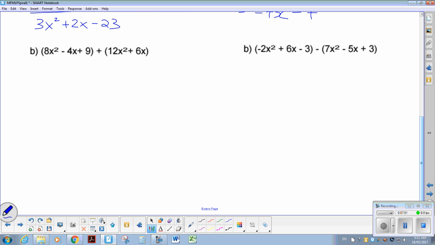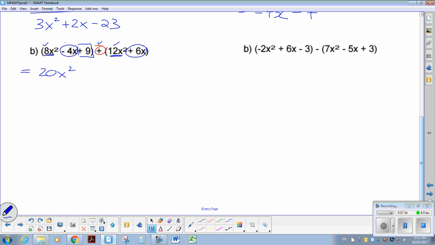Next 2 examples. I'll do stacked. I'll do it the other way. I'll do the addition with the first method, or the first technique. So I have my x squareds. I have negative 4x, positive 6x, and then 9's kind of got no partner. So again, I need to remind myself that I am doing addition. So 8 plus 12. That gives me 20x squareds.